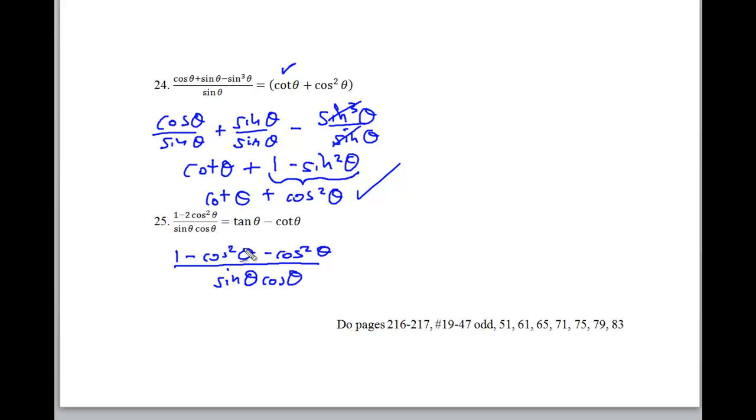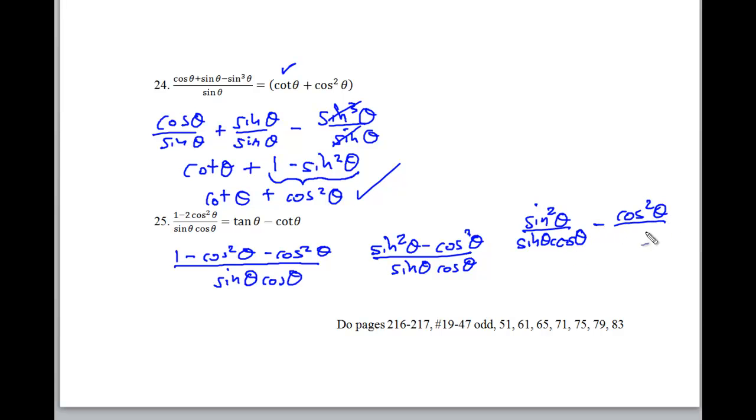So 1 minus cosine squared theta, well, that happens to be sine squared theta. Now that sine squared theta, we can subtract cosine squared theta, and we're still going to have this over sine theta cosine theta. But now, since this is considered a monomial, we'll break this up. We'll just say, okay, this is sine squared theta over sine theta cosine theta minus cosine squared theta over sine theta cosine theta. And now we'll do some simplification.